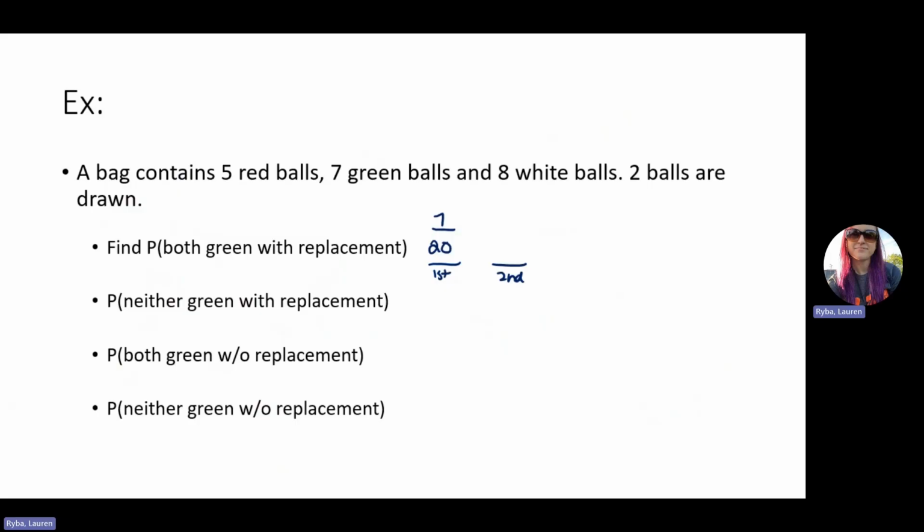Whatever I grab, I'm putting back in the bag. That is what with replacement means. I put it back in the bag. So I still have all 20 in that bag. So the probability I'd go back in and grab a green again has not changed. So 7 out of 20 times 7 out of 20, that's going to give me 49 out of 400. You could stop there. Or if you wanted the decimal equivalent, 0.1225.